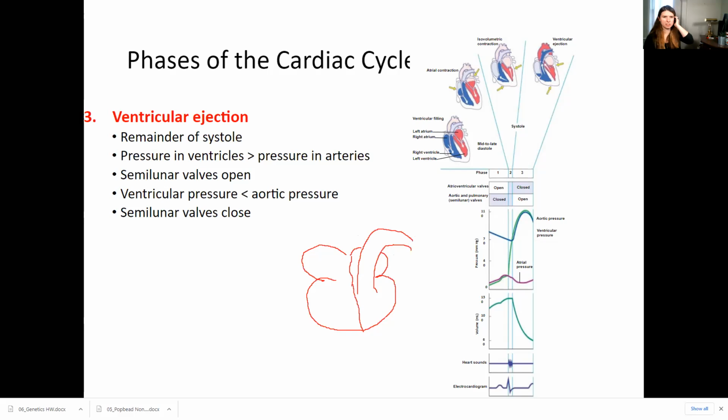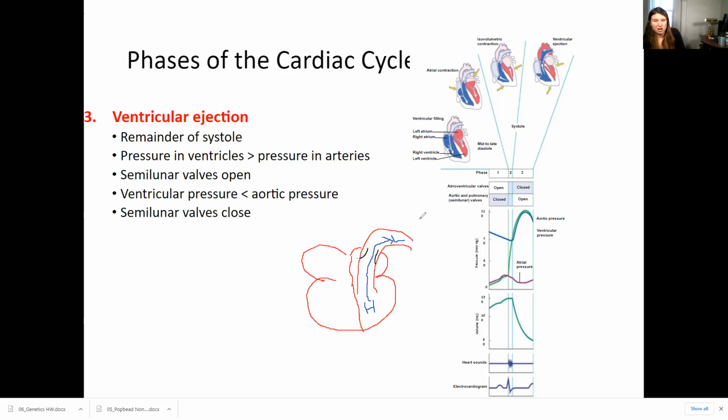Okay, so ventricular ejection happens because we have raised pressure in the ventricle by squeezing, right? We've created a system where we have high pressure here because we squeezed on that blood, compacted it in. And we have relatively low blood pressure in the arteries. So this allows our blood to flow, opening those semilunar valves that were closed before.